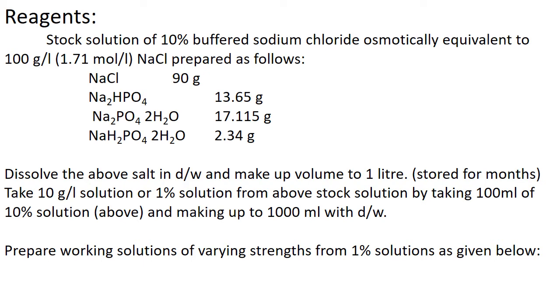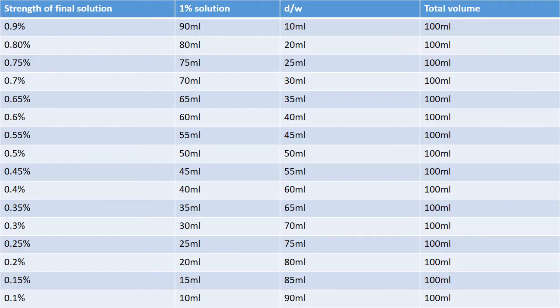Prepare the working solutions of varying strengths from the 1% solution as given below. Taking this 1% solution, you are going to prepare the various concentrations. If you see in column 1, we see the strength of the solution. How you prepare that particular strength is given in column 2, that is, taking the 1% solution. Take 90 ml of 1% solution, and to that add 10 ml distilled water. The total volume becomes 100 ml.